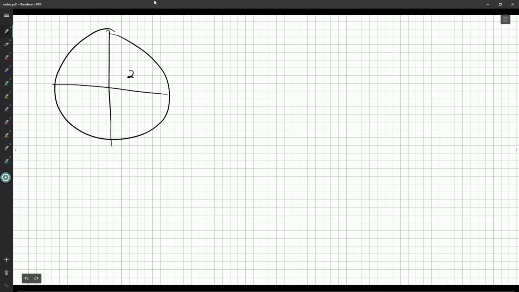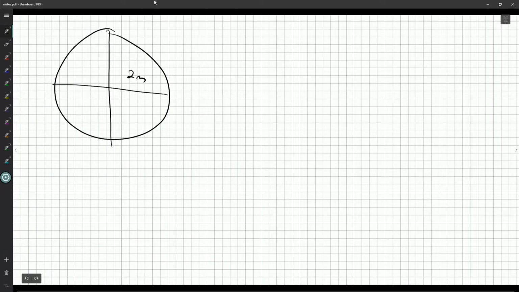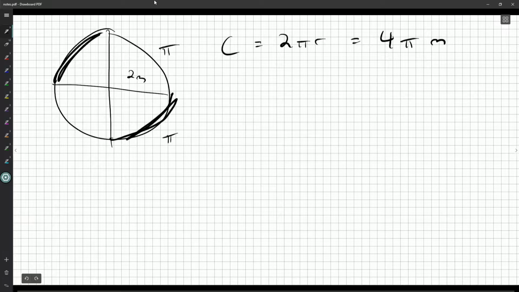It said 2 meters. Is 2 meters the radius? Radius 2 meters, okay. So 2 meters is the radius. That means the circumference is 2 pi r, and that's going to be 4 pi meters. So the shaded area that will come in contact with the path, there's pi of it here, pi unshaded, pi shaded, pi unshaded in terms of the segments.